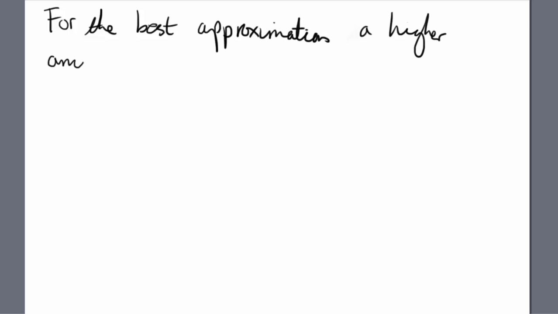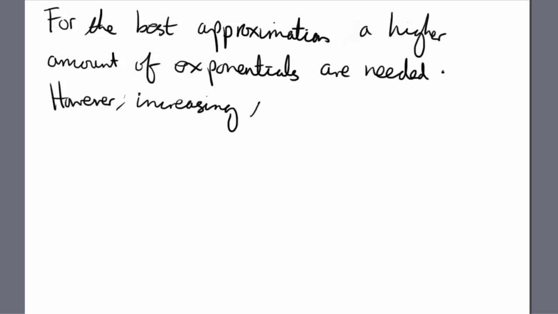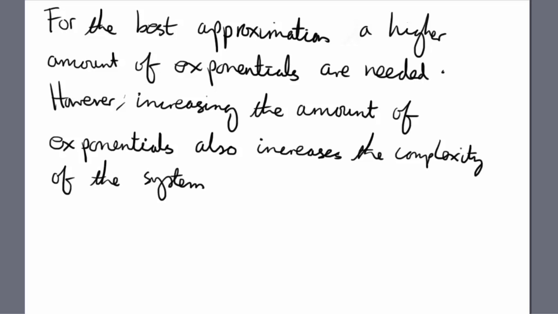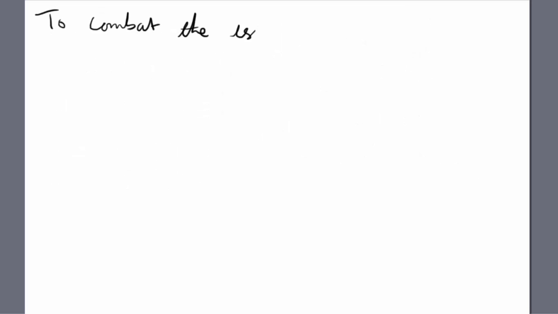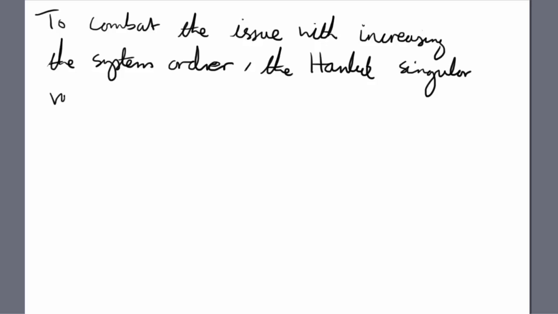For the best approximation, a higher amount of exponential values is definitely much better to do. However, increasing the exponential order definitely increases the complexity of the system, where if you actually put that state space system with that order into the simulation, it could take ages. So to combat this issue, you increase the system's order to get the best approximation, and then you use the Hankel singular value decomposition method to do a balanced system reduction.